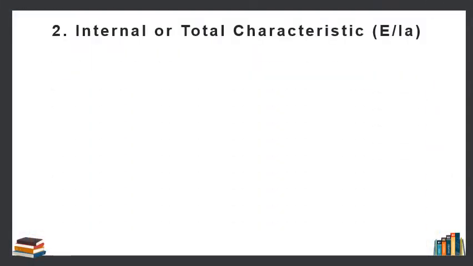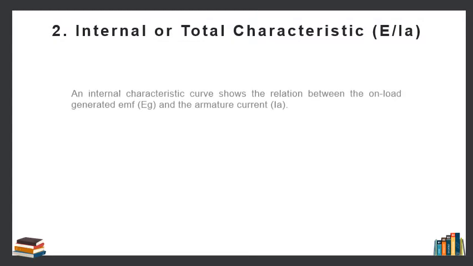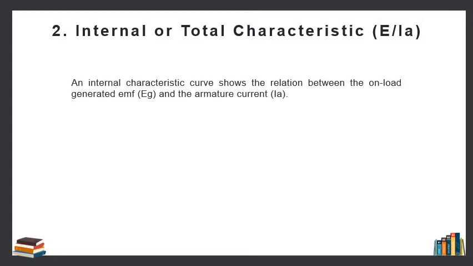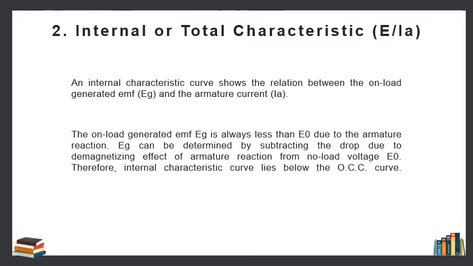Now number 2, internal or total characteristics. It is a plot between the EG and IA, meaning armature current. An internal characteristics curve shows the relation between the no load generated EMF, called EG, and the armature current IA. So we can say that it is a relationship between the EG and IA.